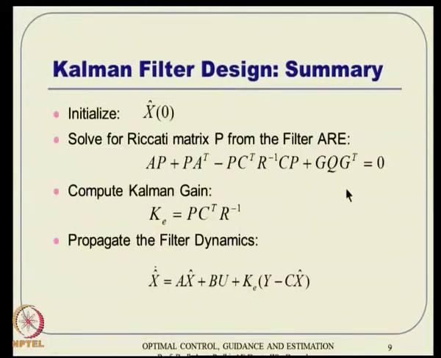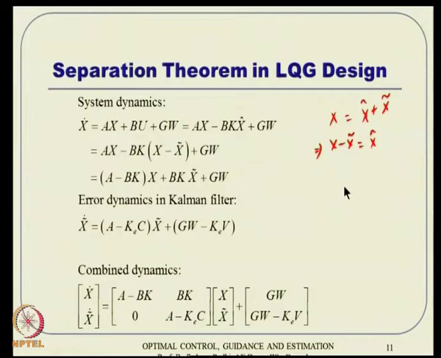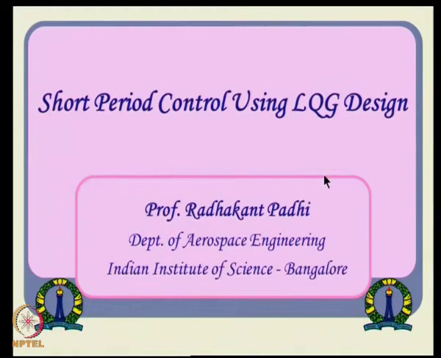So, one of the uses is how to do gust alleviation, and that involves short period control using LQG design. And remember, the short period is typically excited because of the gust, and those of you who have flown in aircraft might have repeatedly encountered this experience.